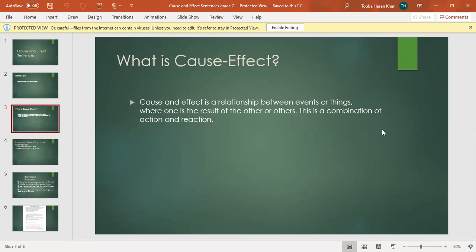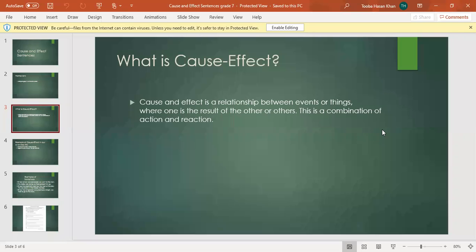For example, when you do an action, Einstein's theory says that for every action there is an equal and opposite reaction. For example, if you take a balloon and with your hand you push the balloon, it will move forward. You pushing the balloon or the ball is your action. The balloon moving forward, that is the reaction, that is the effect.